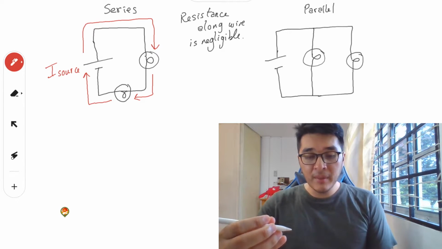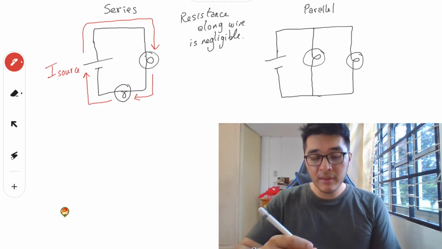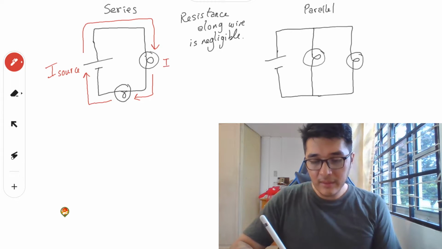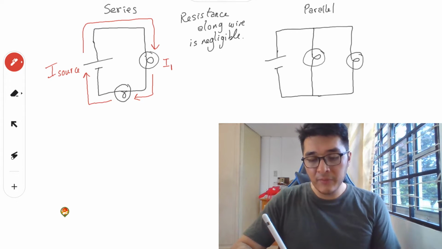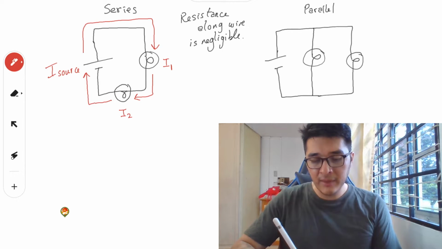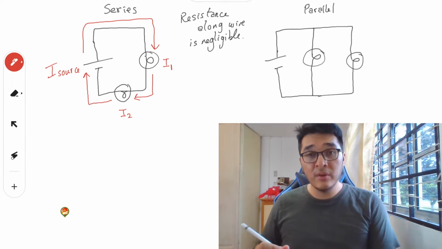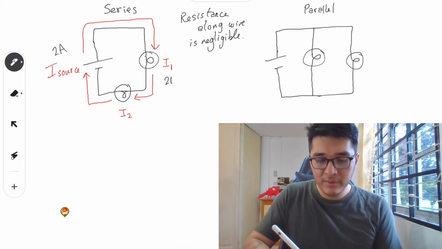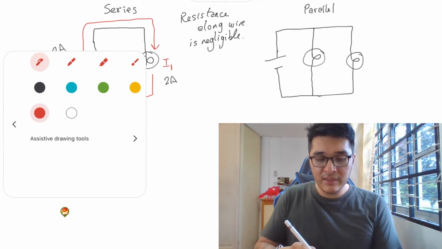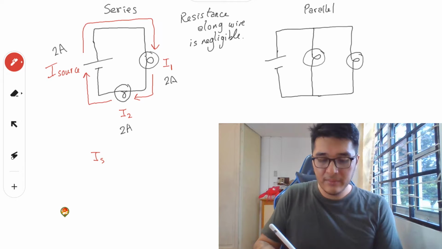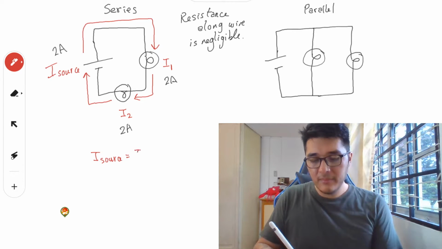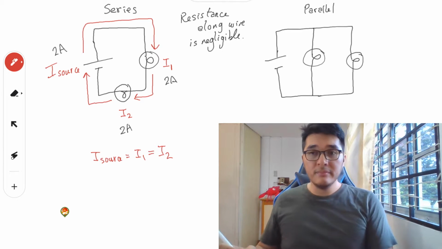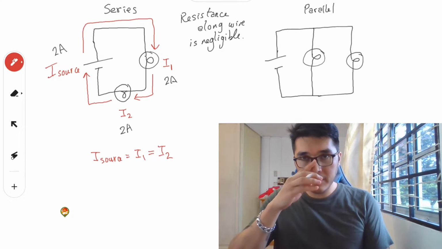So that's one property about circuits in series. All the current at the source, and if we were to measure the current at the first resistor and the current at the second resistor, these are all going to be the same value. So if we have 2 amperes, we still have 2 amperes and then 2 amperes. The current stays the same in a series circuit. And we saw that from the simulation, if you recall.